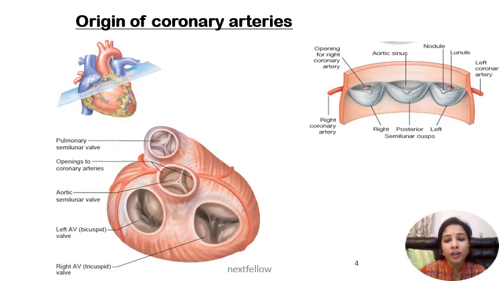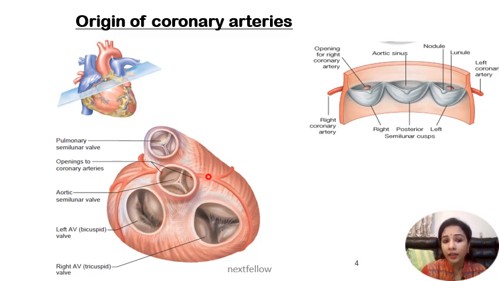Let's talk about the origin of these coronary arteries. There are right and left coronary arteries. Both these arteries gain their origin from the aorta. So we can see here, this is the ascending aorta which is related to pulmonary trunk. What you are seeing is the cross section taken here showing the pulmonary trunk, ascending aorta and the right and left atrioventricular orifices.